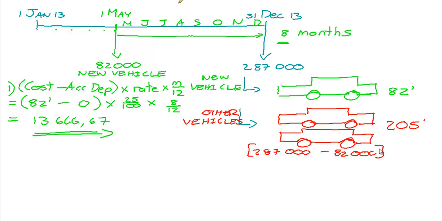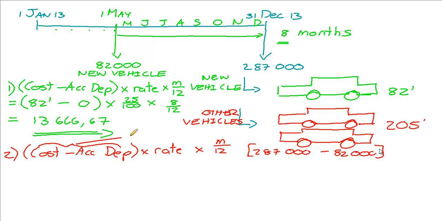Right, now we can do the calculation for my old vehicles. We're going to use the same formula. I'm going to take the cost minus the accumulated depreciation. We're going to multiply this by the rate and multiply by the number of months that the old vehicles were in use, divided by 12, which is the number of months in a full year. Important that the cost and the accumulated depreciation that you are going to use in your calculation is at the start of the year. We're calculating depreciation on the 31st of December, but we're calculating it using the cost and accumulated depreciation figures at the start of the year.